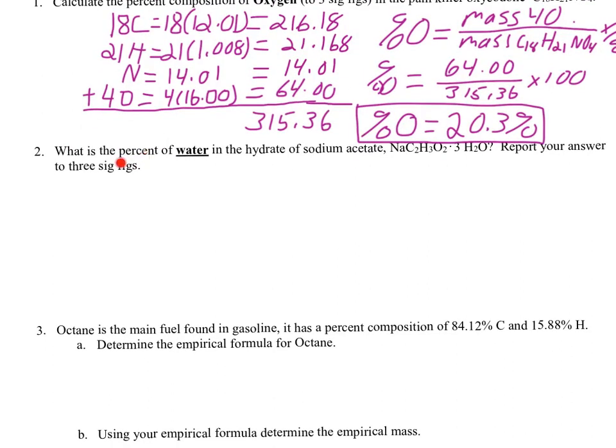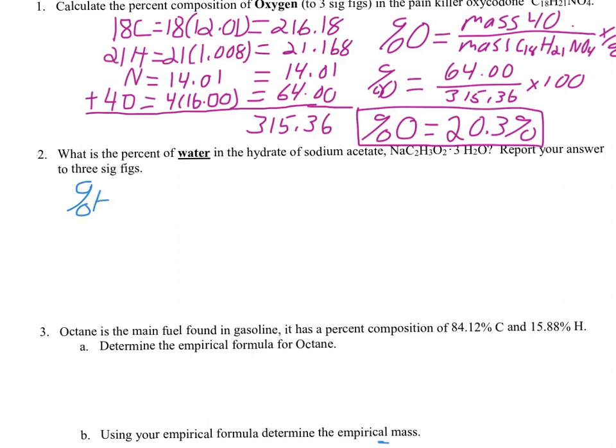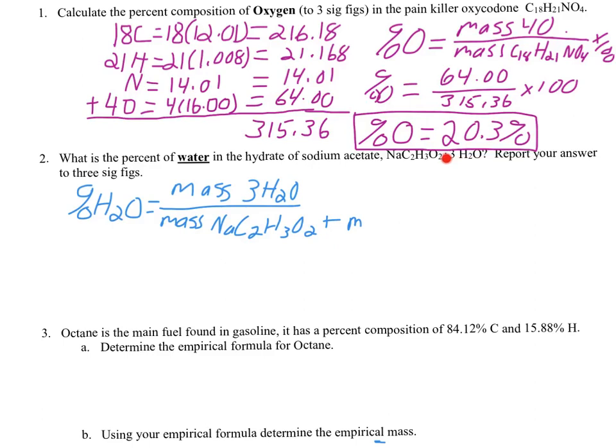Again, I'm doing a percent question, but this time I'm asking for the percent of water in a hydrate. So I gotta watch out for the little dot formula here. My percent of water is going to equal the mass of all the waters, which in this case is 3 waters, divided by the mass of the entire thing. The mass of this entire thing is the mass of the NaC2H3O2, that sodium acetate, plus the mass of 3 waters, because that little dot means plus and not multiplication. Then I multiply by 100 to get the percentage.